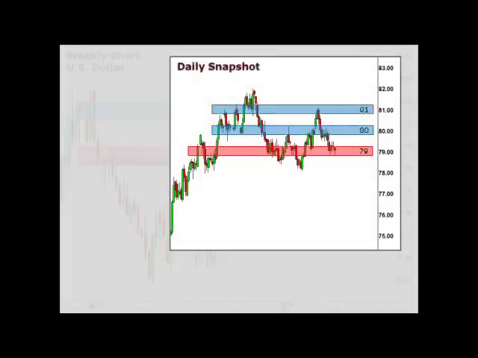Let's take a look at the daily chart. The daily chart reflects the strong support at 79 last week and the near-term resistance at 80.